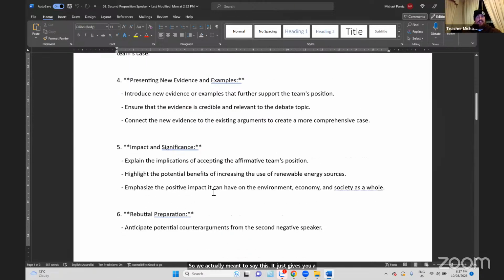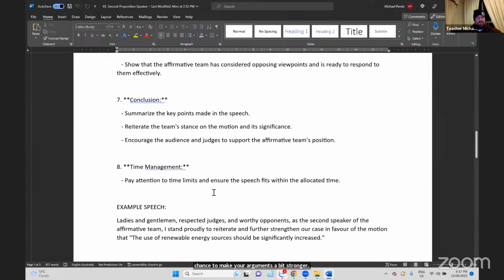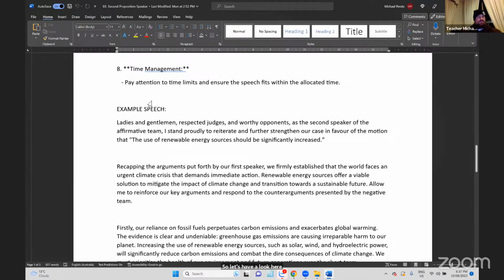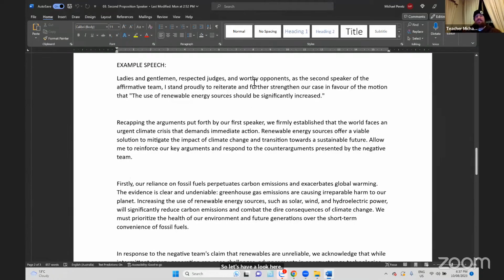So let's have a look here. So ladies and gentlemen, respected judges, worthy opponents, being respectful to everybody. As the second speaker of the affirmative team, I stand proudly to reiterate and further strengthen our case in favor of the motion that the use of renewable energy sources should be significantly increased. So again, we've restated the motion, reminded everyone what we're arguing about, and we've been very obvious with it.